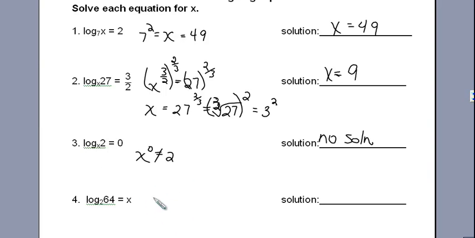Number 4, we have 2 to the x. Now this is where it looks like what we did last unit. 2 to the x equals 64. 64 can be written with a common base. 2 to the x is equal to 2 to the 6th. Set the exponents equal to each other. Since the bases are the same, the exponents must also be the same. So x equals 6.